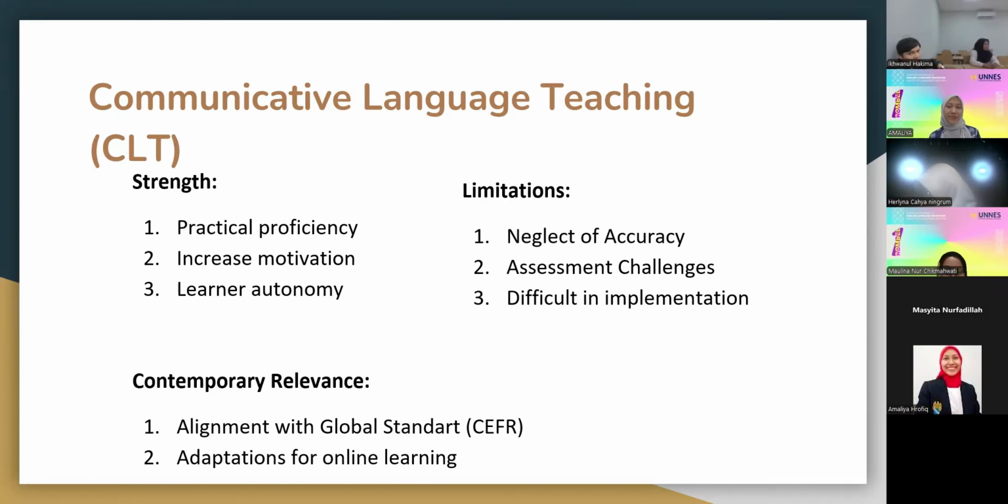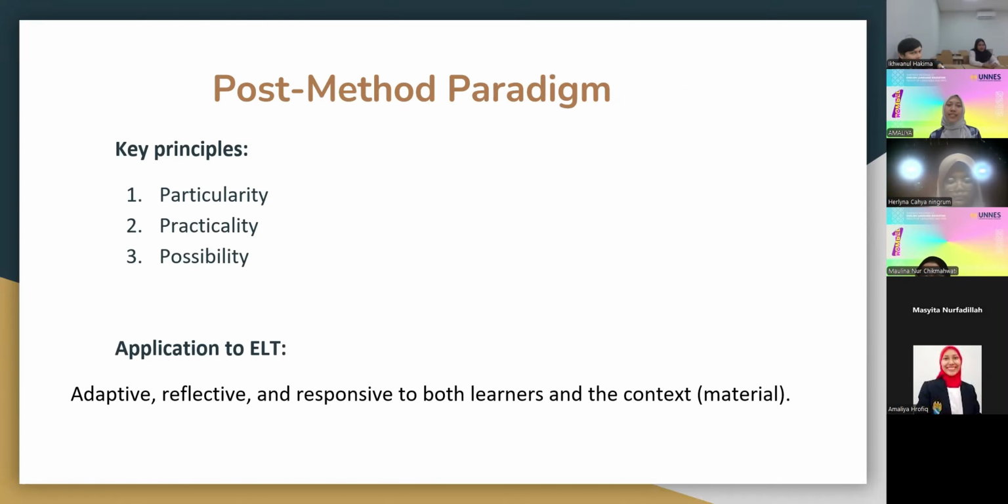Next slide, please. The last theory is the post-method paradigm. There are three key principles. The first one is particularity. It means the particular topic that students need to employ in creating or producing and to enhance their communication, their speaking, writing, reading, and listening comprehension in English learning.